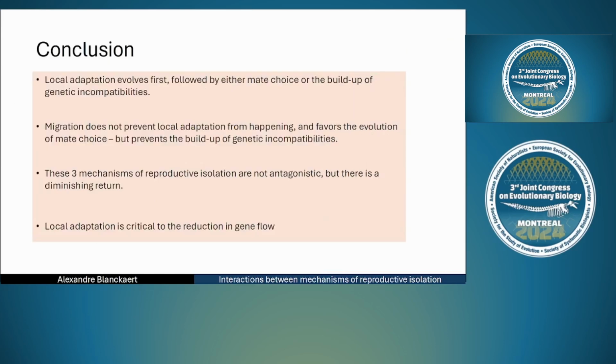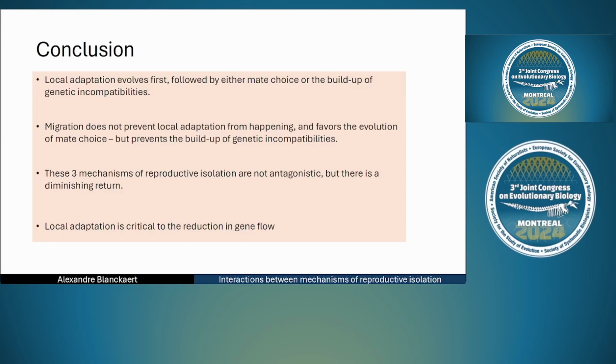So to conclude, we have seen that first, local adaptation is always the first barrier that is going to evolve, and it's going to be followed by mate choice or the accumulation of DMIs, but they tend to be exclusive. Second, we have seen that migration does not really affect local adaptation, and it will promote mate choice evolution and hinder the accumulation of DMIs.